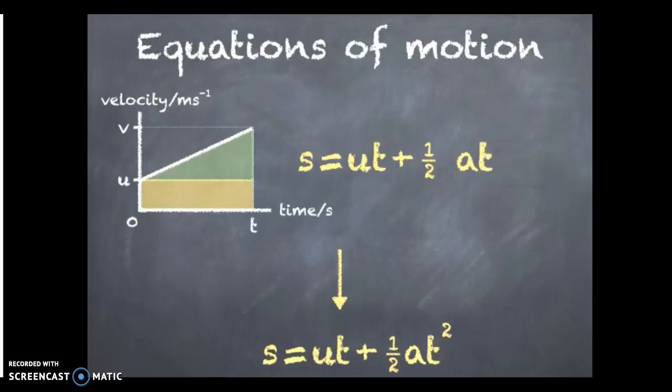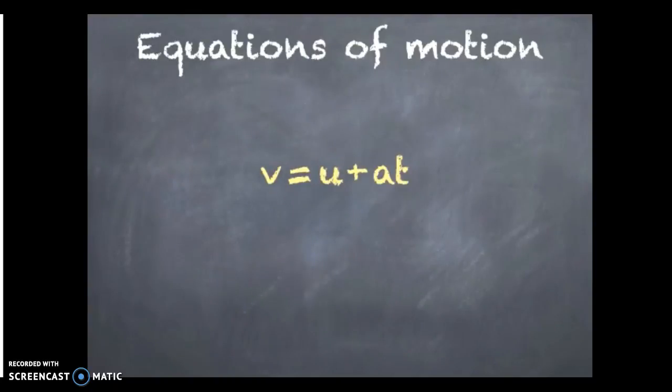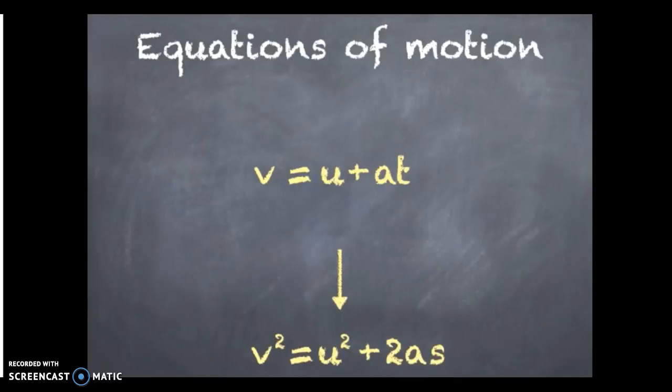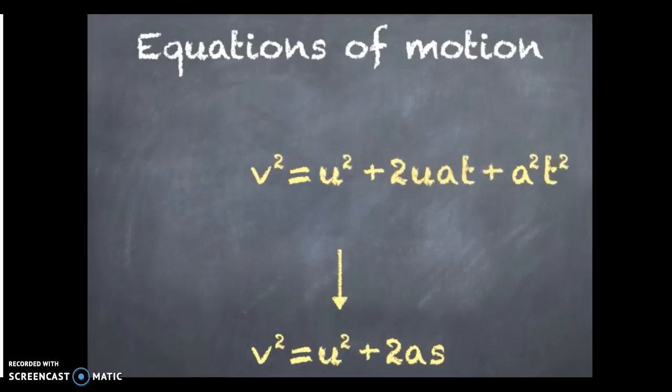For the third derivation, we start with the first equation and end with this: v squared equals u squared plus 2as. We start by squaring both sides, which gives us this. We then want to multiply out the brackets. There's more than one way of doing this, but we should end up with v squared equals u squared plus 2uat plus a squared t squared.